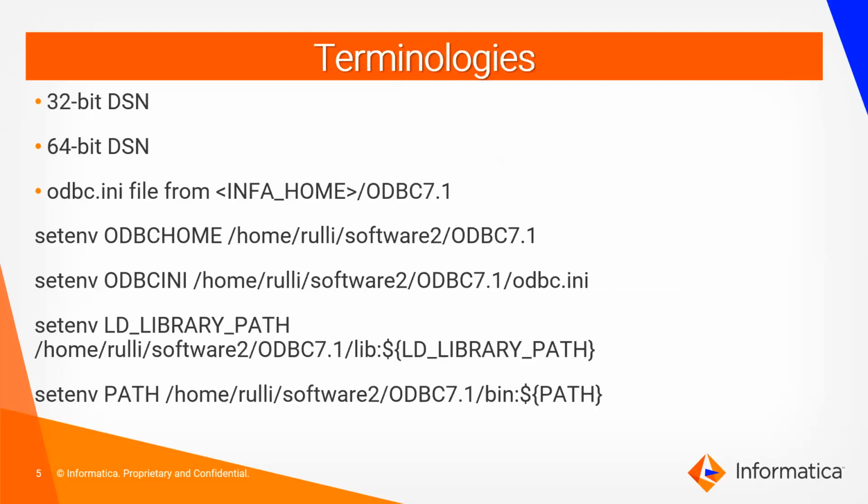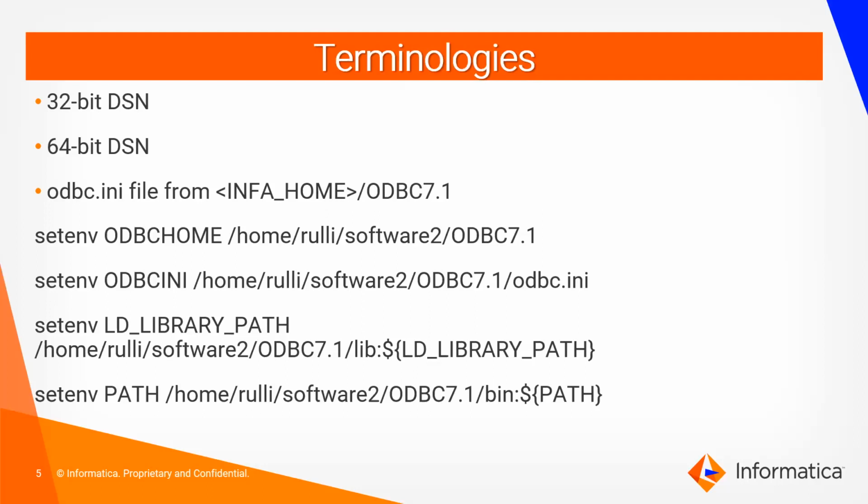Now, what are the terminologies that are present? There will be 32-bit DSN, 64-bit DSN, and the ODBC.ini file. So 32-bit DSN, we use this if you are importing the source or target structures into the designer. We'll configure 32-bit DSN because our PowerCenter client is a 32-bit version, and so in order to import into that 32-bit version, we use 32-bit DSN.